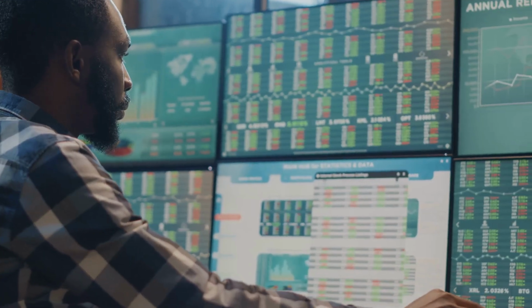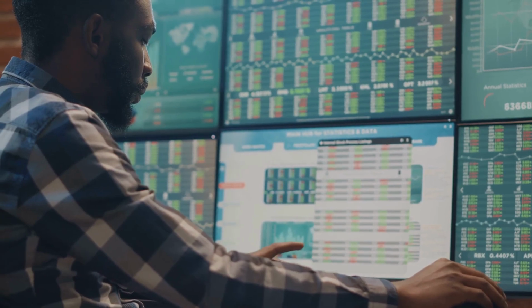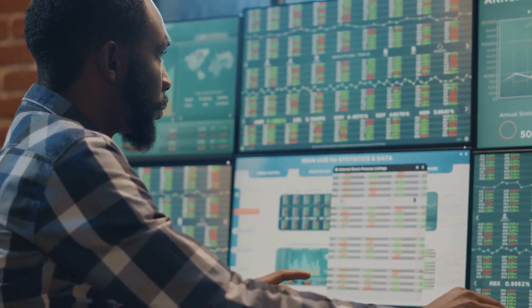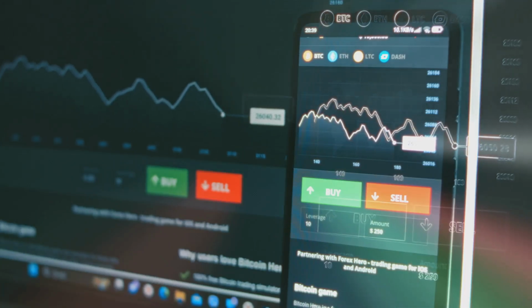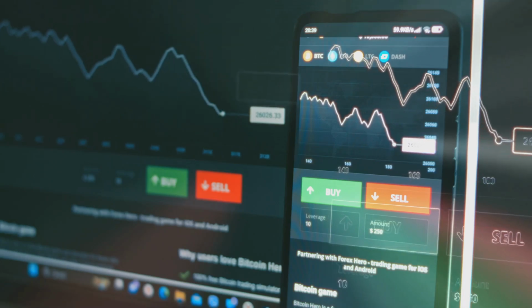A good Forex strategy is crucial. It helps you make informed and smart choices, guiding you through the complexities of the market. Your strategy tells you when to buy and when to sell, helping you to maximize your profits and minimize your losses. Think of your strategy like a roadmap.